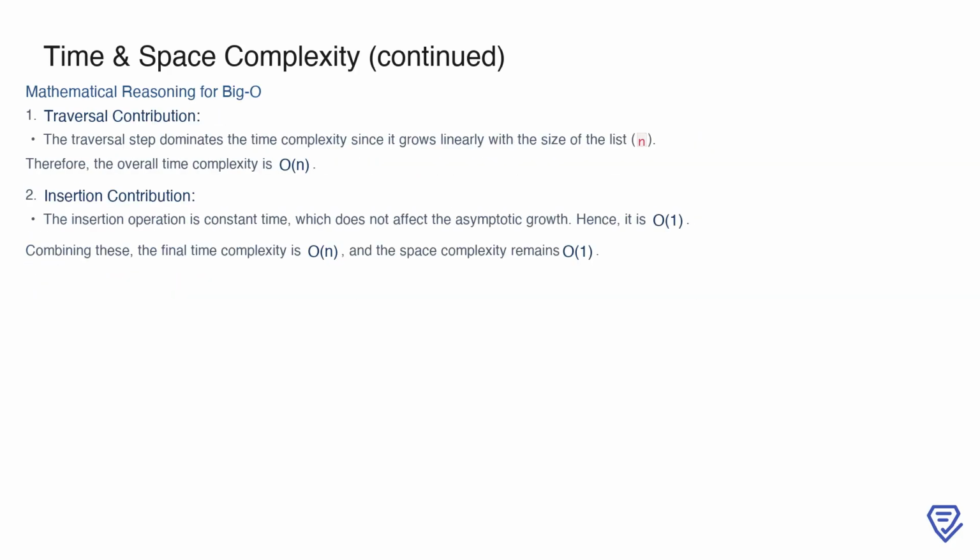Finally, let's conclude with the mathematical reasoning behind the big O analysis. The traversal step is the dominant factor in the time complexity, as it grows linearly with the size of the list, making the overall time complexity O(n). On the other hand, the insertion step is a constant time operation, or O(1), and does not contribute to the asymptotic growth. When we combine these, the final time complexity of the algorithm is O(n). In terms of space complexity, since the algorithm only uses a constant amount of extra memory regardless of the size of the input, the space complexity is O(1). This balance of linear time and constant space efficiency highlights the practicality of the solution for this problem.